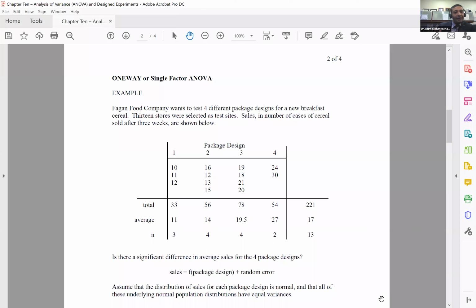So as an example, the Fagan Food Company wants to test 4 different package designs for a new breakfast cereal. 13 stores were selected as test sites. Sales in the number of cases of cereal sold after 3 weeks are shown as below. So you have 1, 2, 3, 4, 5, 6, 7, 8, 9, 10, 11, 12, 13. In total, you have data on sales from 13 stores or 13 test sites. Okay. And they have been categorized by the typical package design that was used in each of those stores.